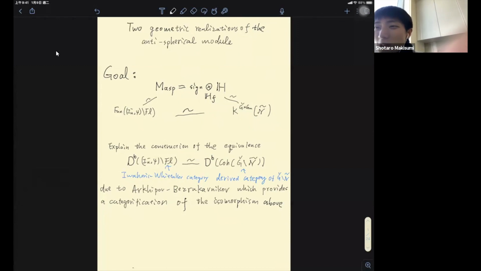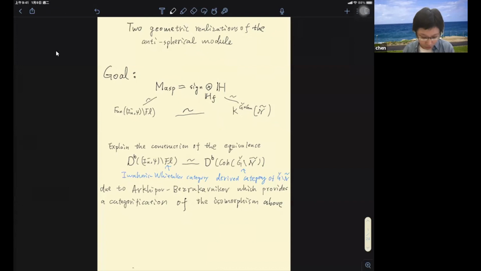So today we're getting back to the two geometric realizations series, and we're happy to have Tsao-Hsien Chen from the University of Minnesota, and he's going to tell us about two geometric realizations of the anti-spherical module. Okay, thank you. So today I will explain the work of Arkhipov and Bezrukavnikov, where he gives a categorification of the anti-spherical module.